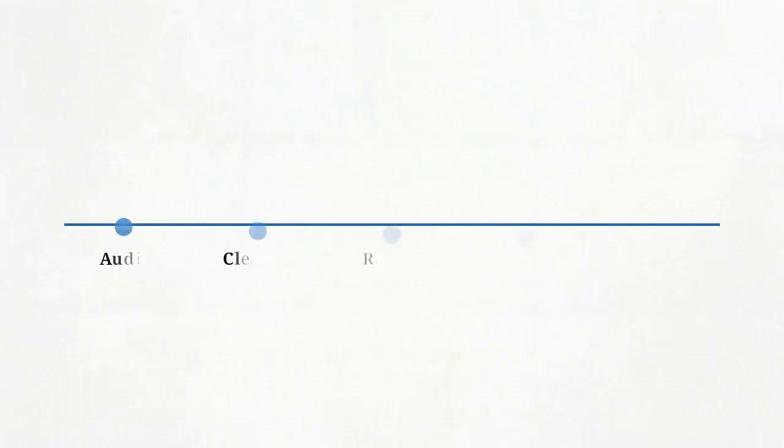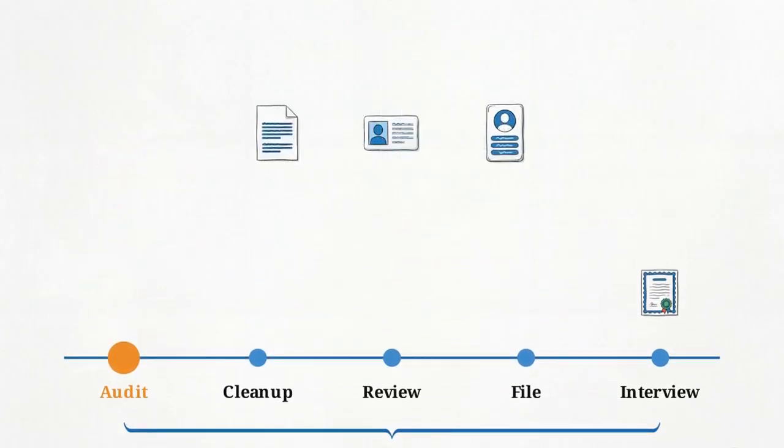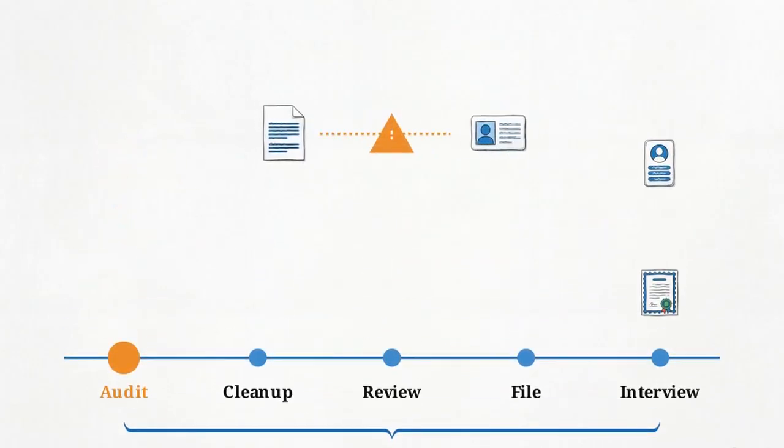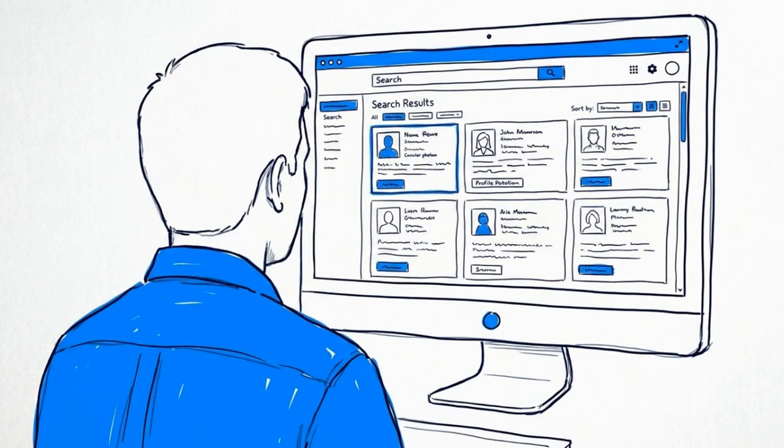The audit and align phase begins several months before your interview. This is your time frame for organizing your records and identifying potential conflicts. Start by searching your legal name across multiple search engines. You need to identify exactly what public information a consular officer will see when they research your background.